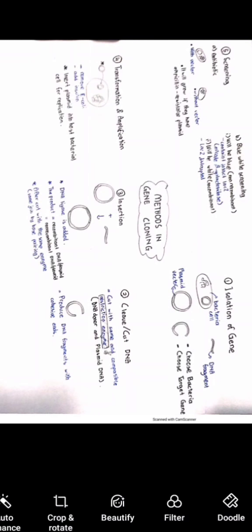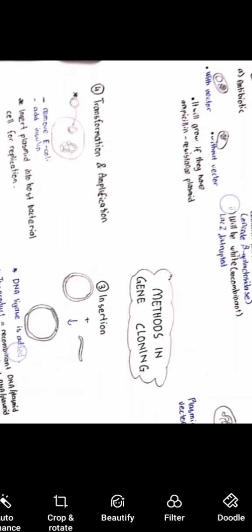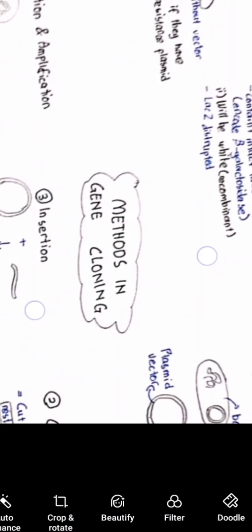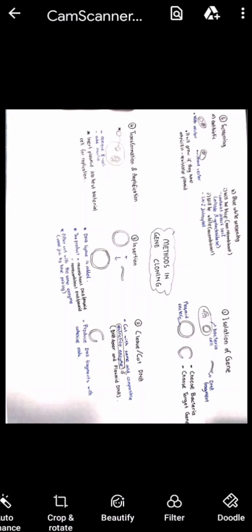Today I'm going to talk about the methods in gene cloning. As you can see, there are 5 steps of gene cloning. Number 1 is isolation of gene. 2, cleave or cut DNA. 3 is insertion. Number 4, transformation and amplification. And number 5 is screening.